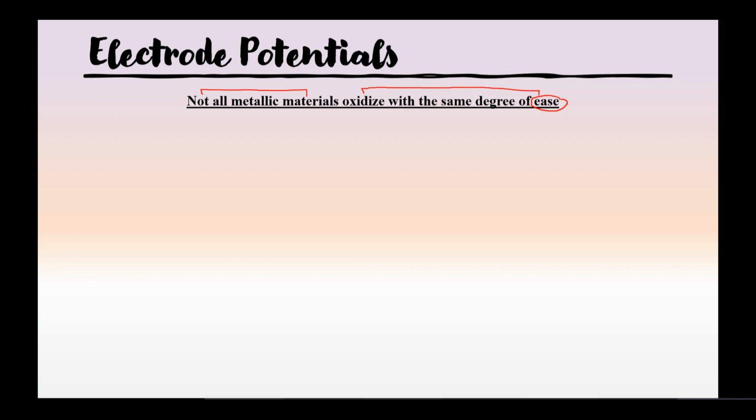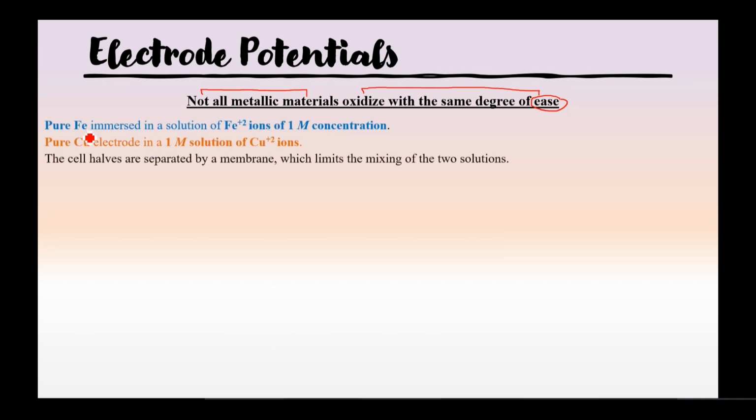So how do you define that a metal gets corroded easily as compared to another metal? For instance, if you have pure iron which is immersed in its own ions having 1 molar concentration. Forget about the concentration at the moment, but just imagine iron being immersed in its own ions. Similarly, a copper electrode which is immersed in its own ions of 1 molarity, both of them immersed in their own respective ions. And the cells have been separated by a membrane which limits the mixing of the two solutions.